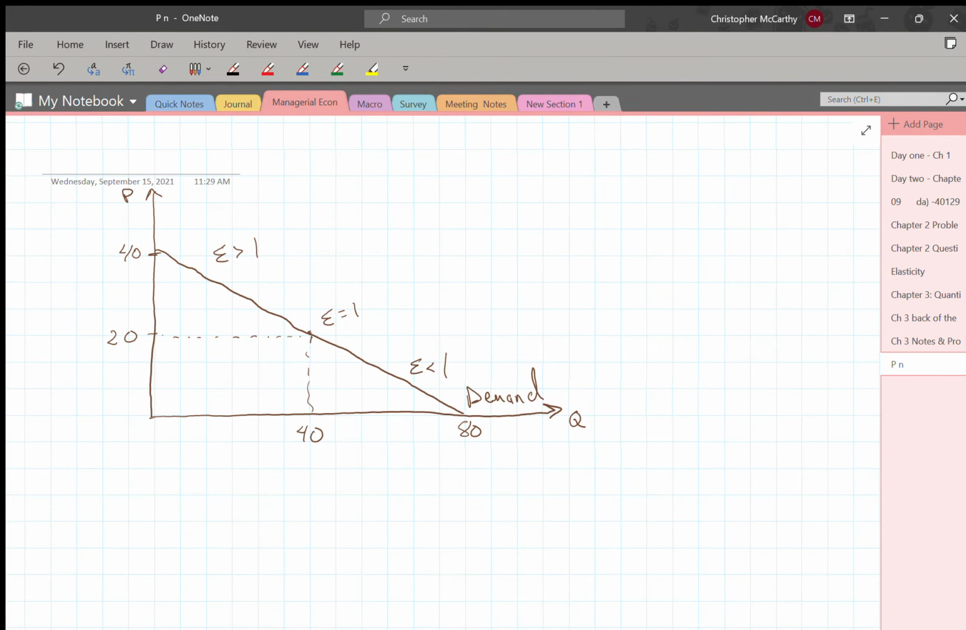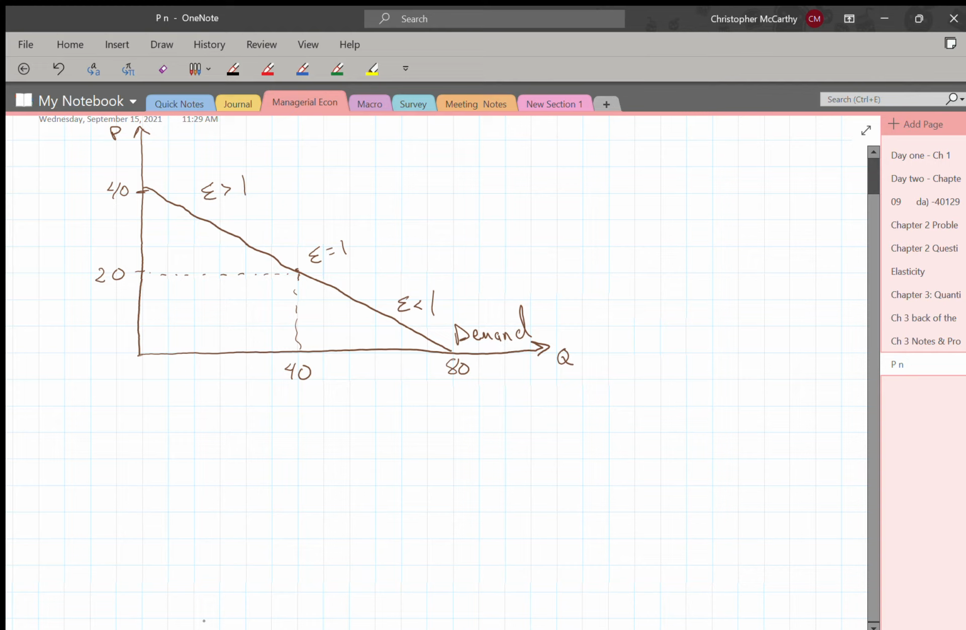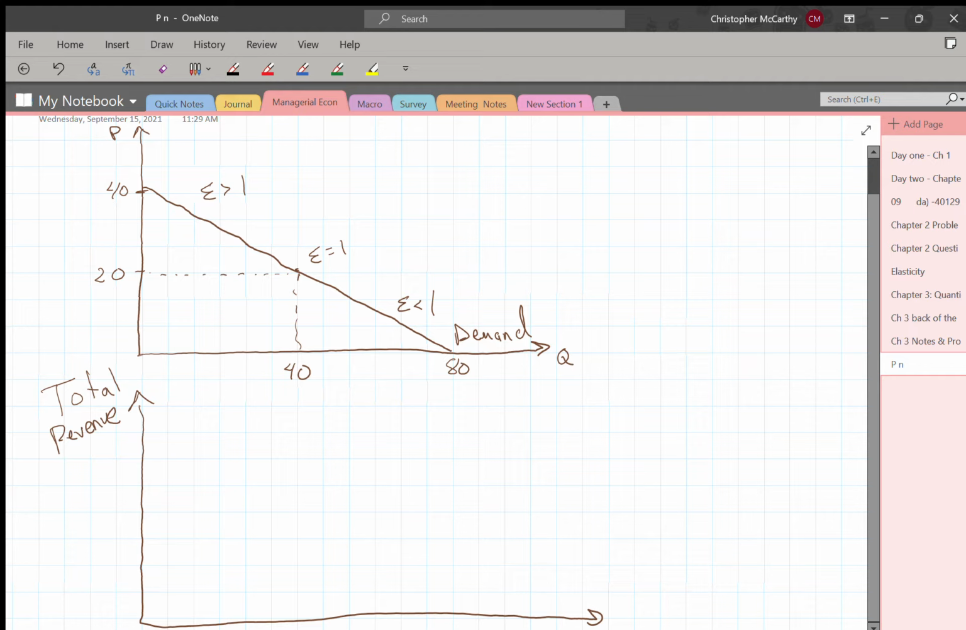So this relates to our total revenue in this really neat way. So when we look at total revenue, it is a concave function starting at 0 and a maximum of 800. So this is our total revenue curve. So what is this saying?